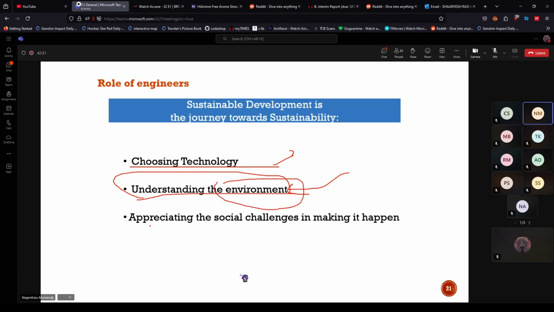Also, appreciation of the social challenges. Social challenges are more human centric, like, for example, gender equality. Nowadays in most MNC companies, there's a requirement that female and male employees should be equal, 50-50 percent. This is one of the social challenges, so that we can reduce gender inequality issues. All this comes under the social challenges.